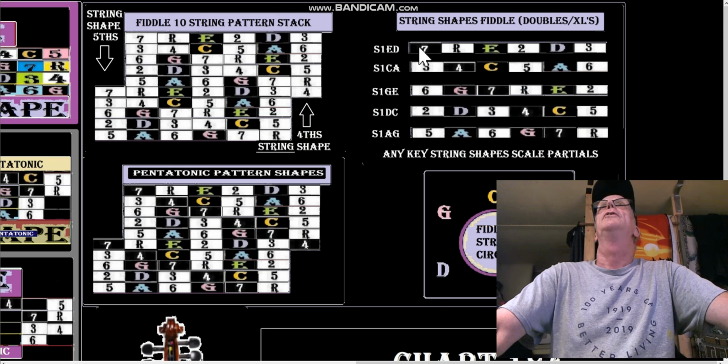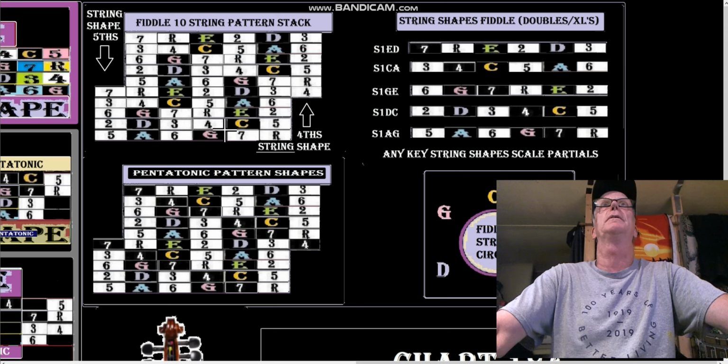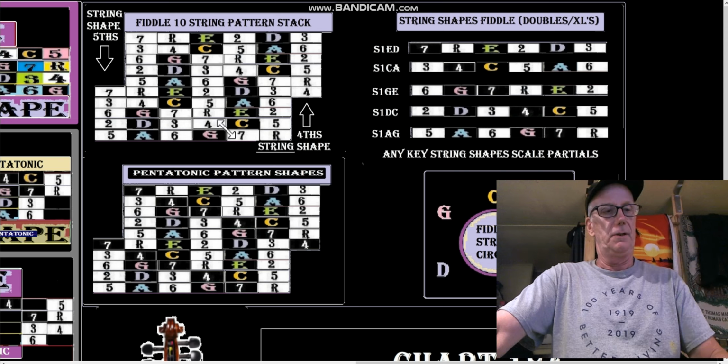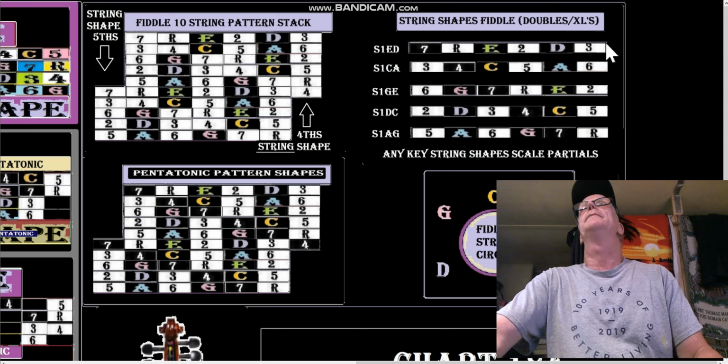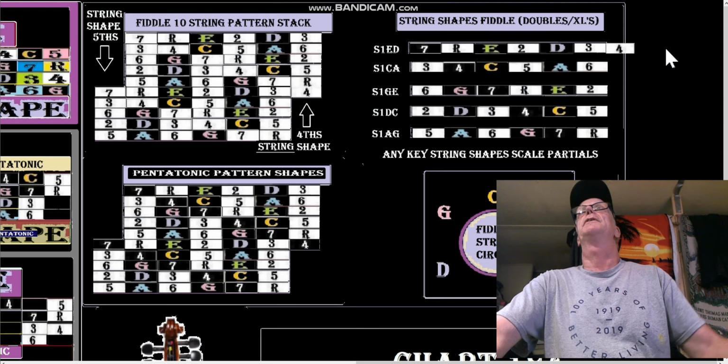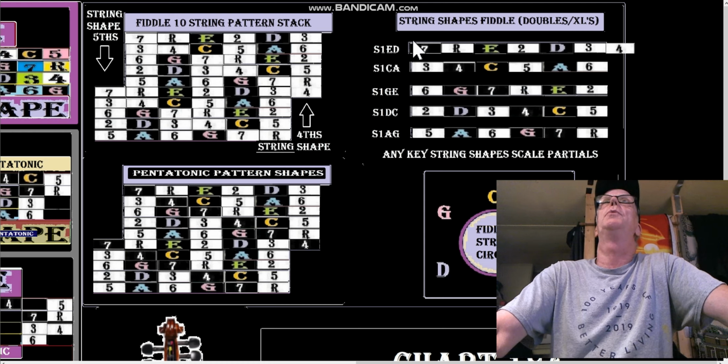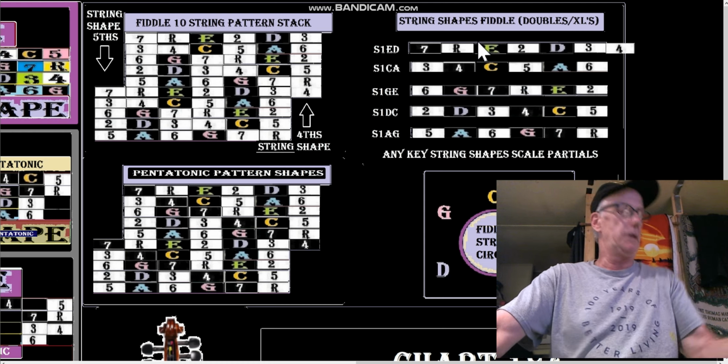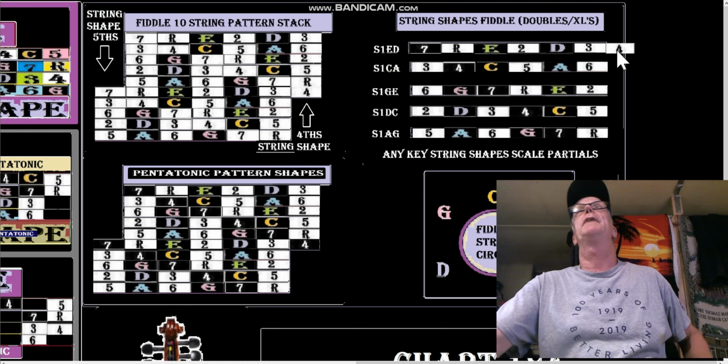Now remember, the long one, okay, and this I believe is supposed, yes, this is supposed to have a 4 here. So that's my bad. I'm gonna get it. I should fix this chart. Get the 4 there. That's part of the D shape because we've got full double string shapes in our string shape. So that's what the S1 ED is. Full double string shapes. So we add that 4 there.